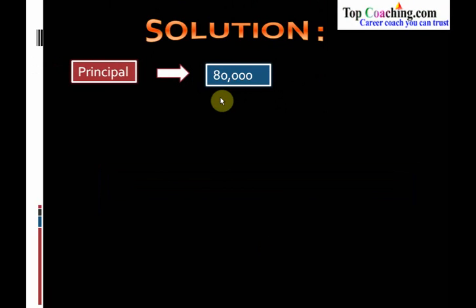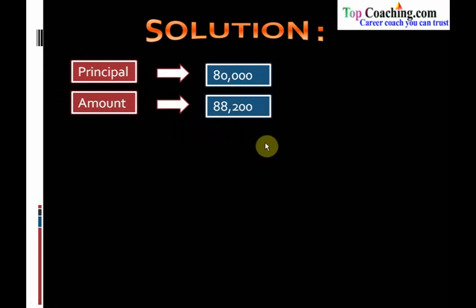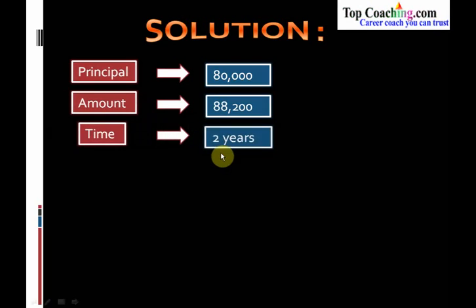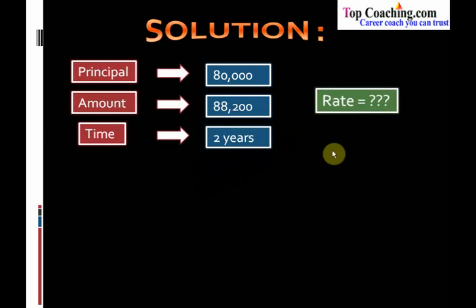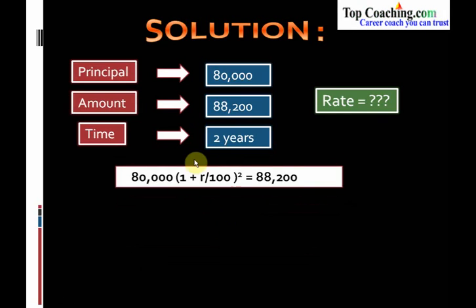So principal is 80,000. Amount is 88,200. Time period is 2 years. What is the rate of interest? We do not know and we have to calculate it. So using the formula, what we get? 80,000 into (1 plus R by 100) whole squared equal to 88,200. We simply use the formula for amount equal to P into (1 plus R by 100) to the power of N.